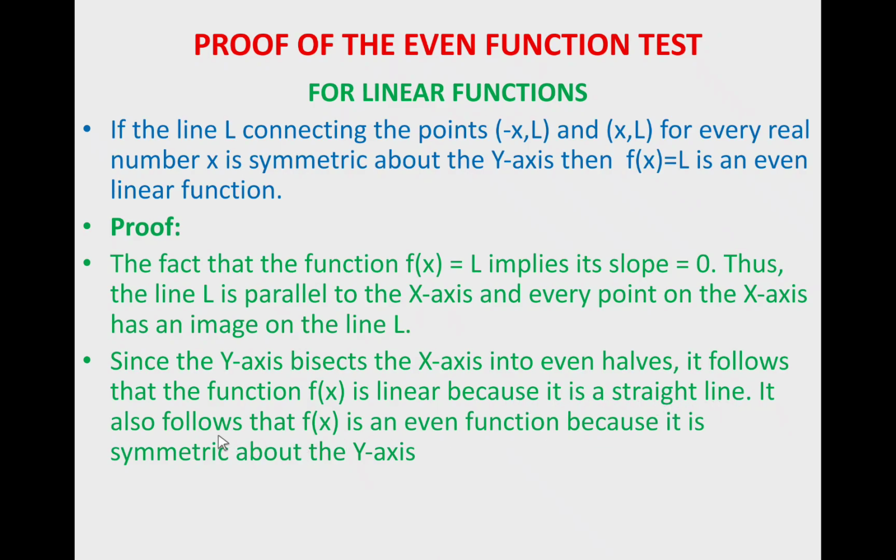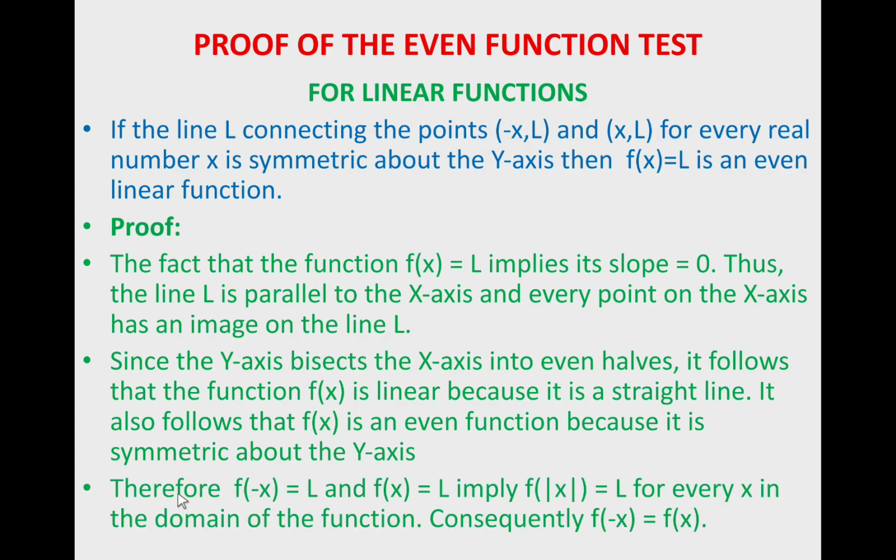Also, it follows that f of x is an even function because it is a symmetric function. It is symmetric about the y-axis. It's just an image of the x-axis. Since the x-axis is symmetric around the y-axis, then its image, which is f of x equal to L, is also symmetric around the y-axis. What is our conclusion?